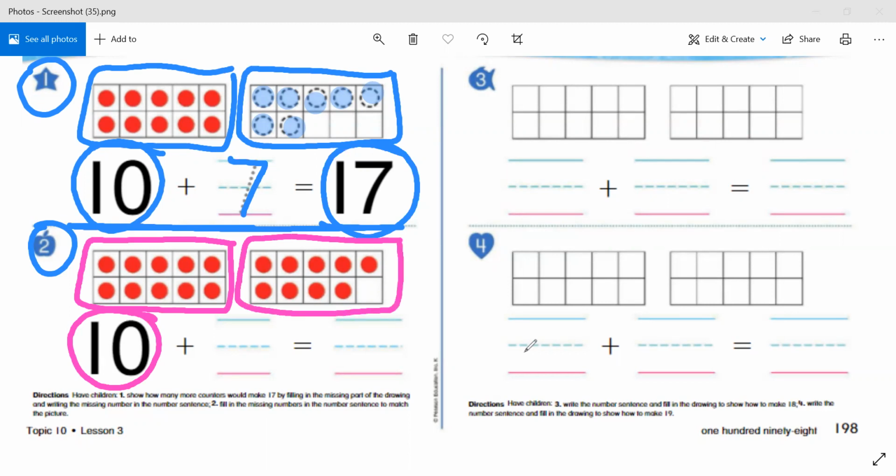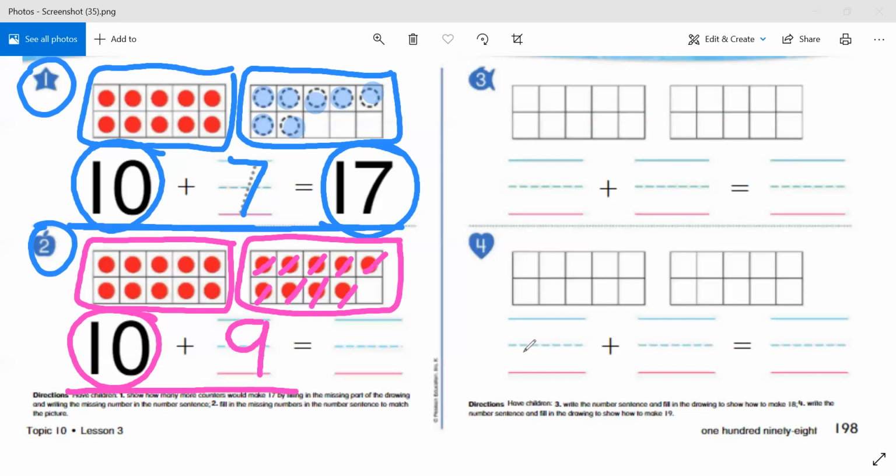Let's look at our second 10 frame. How many ones are in there? It's not filled up, so we know it's not 10. Let's count them. 1, 2, 3, 4, 5, 6, 7, 8, 9. So we're going to put 9 ones right here. 10 plus 9 is how many?